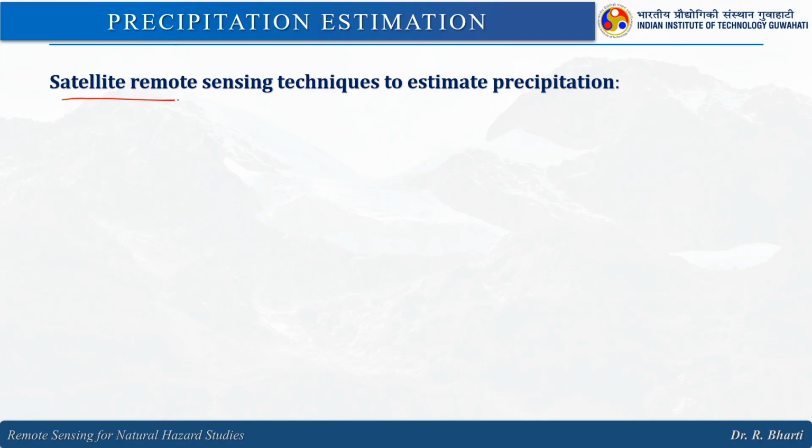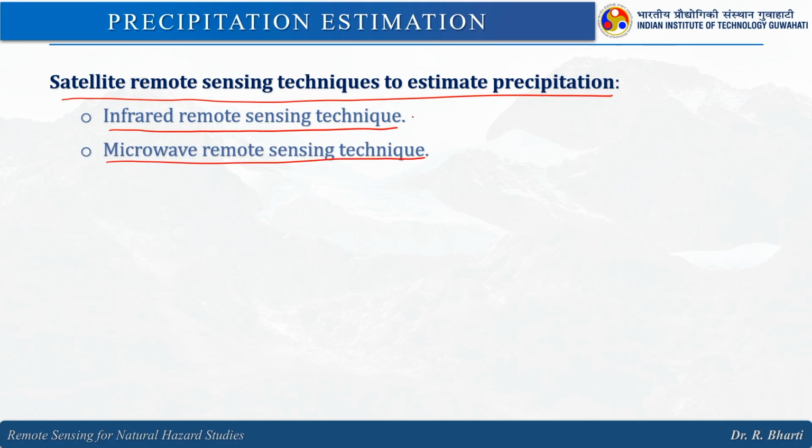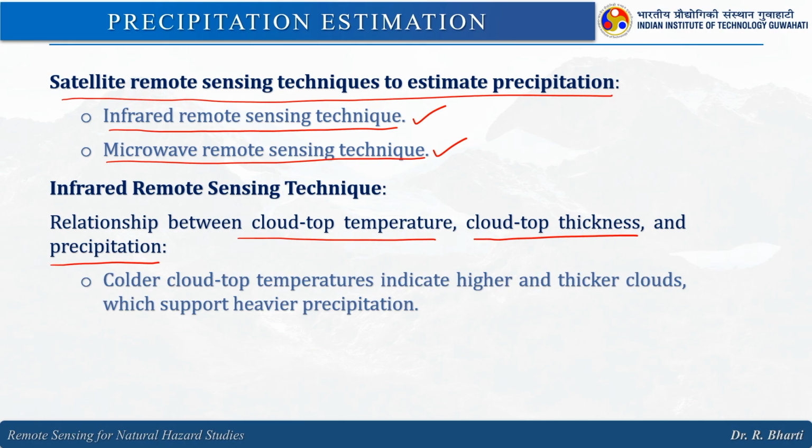So, satellite remote sensing techniques to estimate precipitation are infrared remote sensing techniques and microwave remote sensing techniques. So, we are using both infrared and microwave. When we talk about the infrared, here we study the relationship between the cloud's temperature, cloud top thickness and the precipitation. And then we try to come up with a model which can provide us the information about the precipitation probability of a particular cloud.